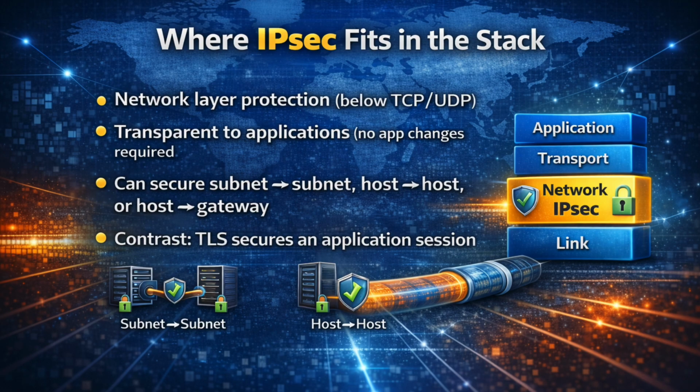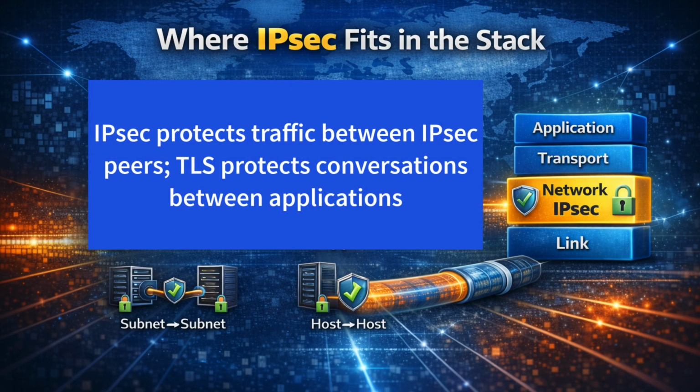Because it's at Layer 3, IPsec can secure different topologies, such as host-to-host between two servers, gateway-to-gateway between two sites, or host-to-gateway for a remote access VPN. This is a nice contrast with TLS, which secures an application session, like a browser talking to a website. IPsec protects traffic between IPsec peers. TLS protects conversations between applications.